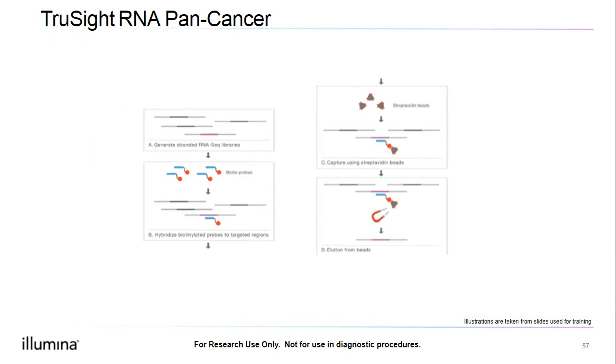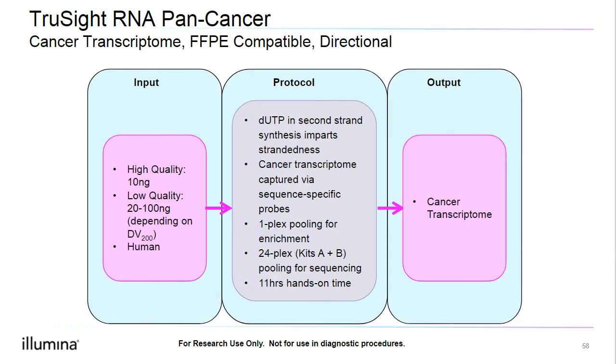Now, the TruSight Pan-Cancer workflow may look familiar as it's the same workflow as RNA Exome, where we bind target sequences with biotinylated probes and capture them using streptavidin beads. Instead of probes for the whole transcriptome, we have probes that are targeted against cancer-related RNA transcripts. The input is the same as with RNA Exome, but the output is different as we are now targeting cancer-specific transcripts.